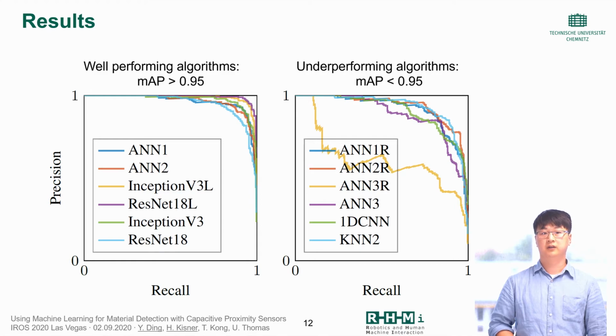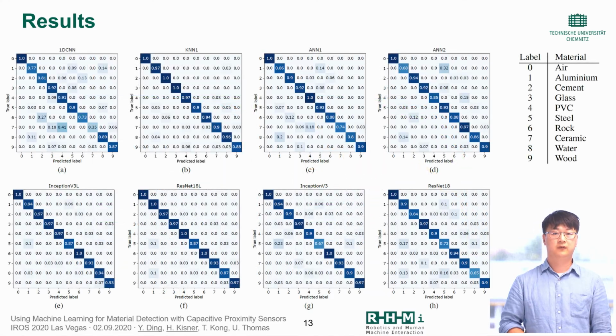The results of ANN1 and ANN2 are similar, thus showing that small changes in the network structure, for example, the sigmoid and the ReLU activation function, lead to small differences in the performance. Moreover, this shows the robustness of the network structure. In the well-performing group, the image recognition network shows exceptionally good performance compared to the standard neural networks KNN1 and ANN2. A look at the confusion matrices of these algorithms reveals that certain materials such as aluminum, steel, and water are difficult to differentiate because of their similar conductivity properties.